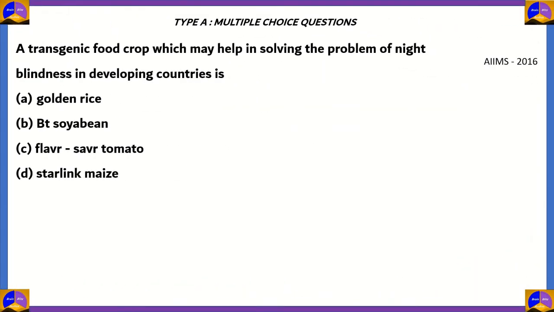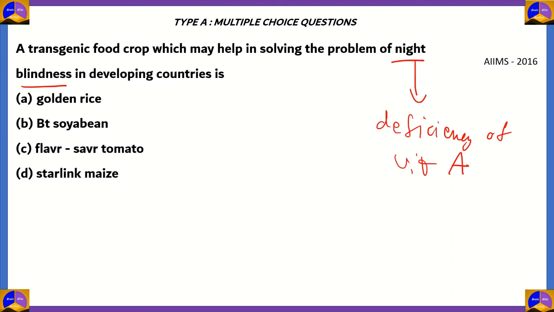Let's look at this question. A transgenic fruit crop which may help in solving the problem of night blindness in developing countries is. Again, here we can look at the keyword that is night blindness. So night blindness is an illness associated with the deficiency of vitamin A. So any transgenic food crop trying to solve this problem must have high vitamin A content. So in this video, in a previous question, we've told you that golden rice has high vitamin A content. So option A, golden rice, is the correct option.